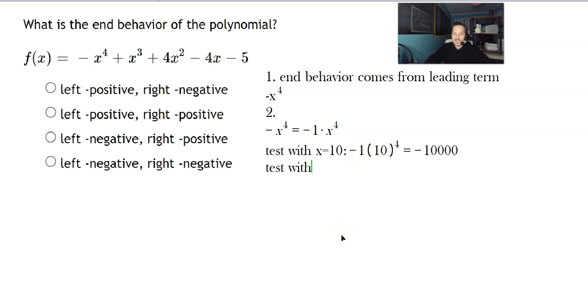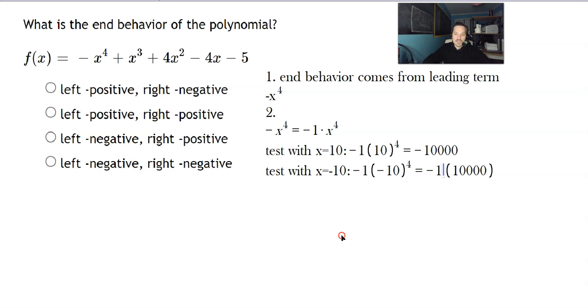Say we test with x equals negative 10. Now you're going to the far left on the other side. Again, the negative 1 is separate from the negative 10 this way. So test it. You're going to have negative 1, and because you're raising to an even exponent, 4 is an even exponent, you're going to have negative 10 raised to the 4th. Well, what does that mean? That means negative 10 times negative 10 times negative 10 times negative 10. That's going to give you, again, a positive 10,000.